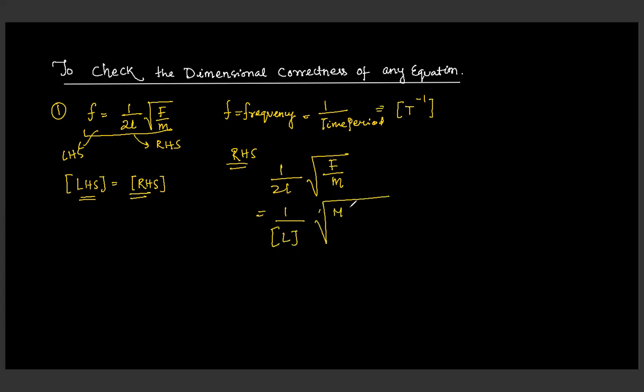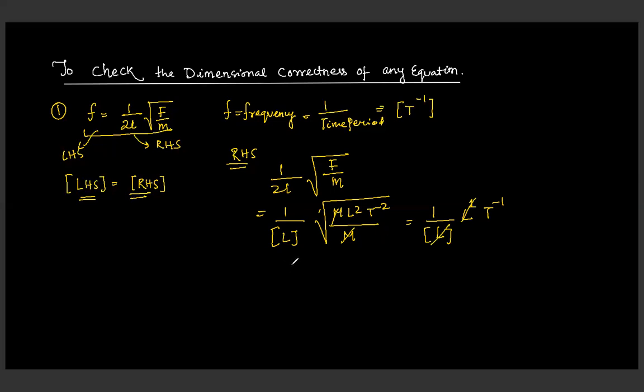Force has a dimension of mLt to the power minus 2. Hope everyone has revised it in the last class. M and M are gone. Square root of L t to the power minus 2. It is again 1 by L into L to the power 1 t to the power minus 1. So this and this are gone. Clear? This and this are gone.